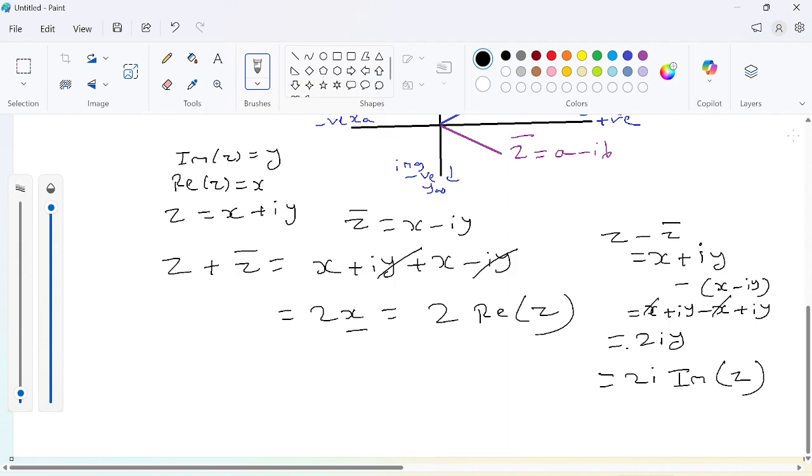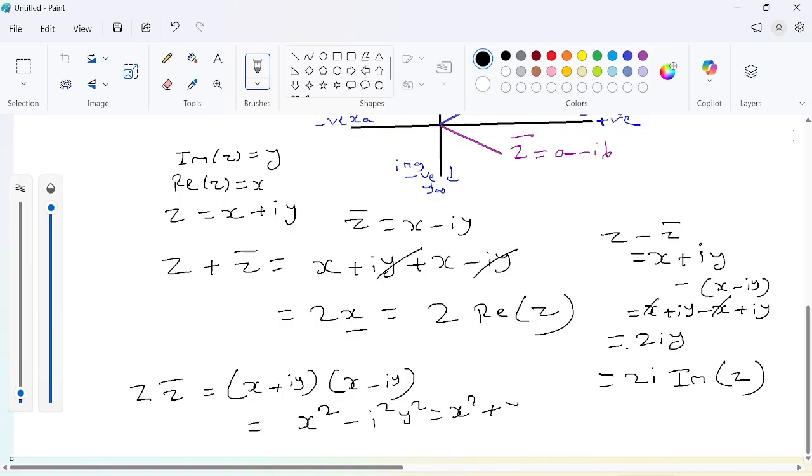Now similarly, z into z bar is how much? z into z bar is x plus iy into x minus iy. This we have seen already, rationalization. So it is x square minus i square y square, which will be x square plus y square.